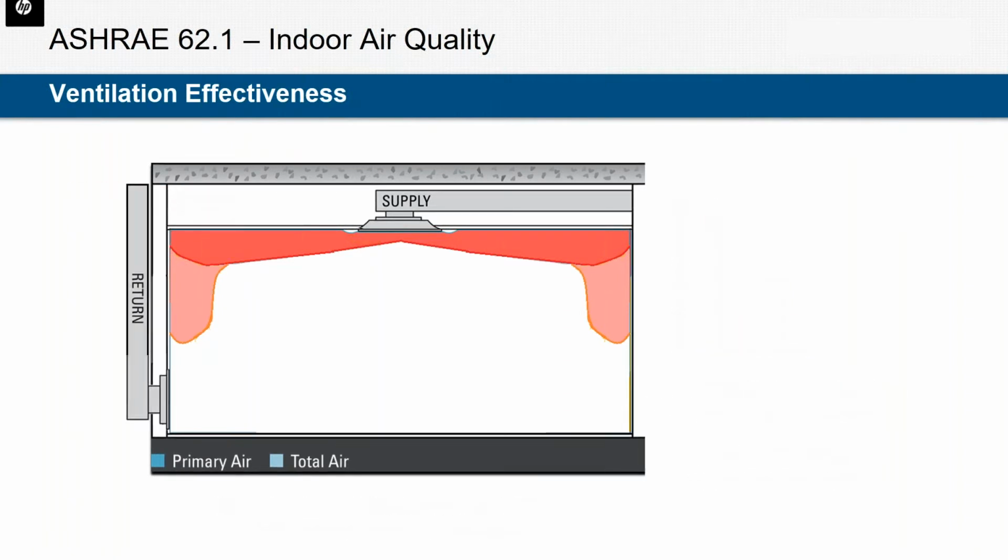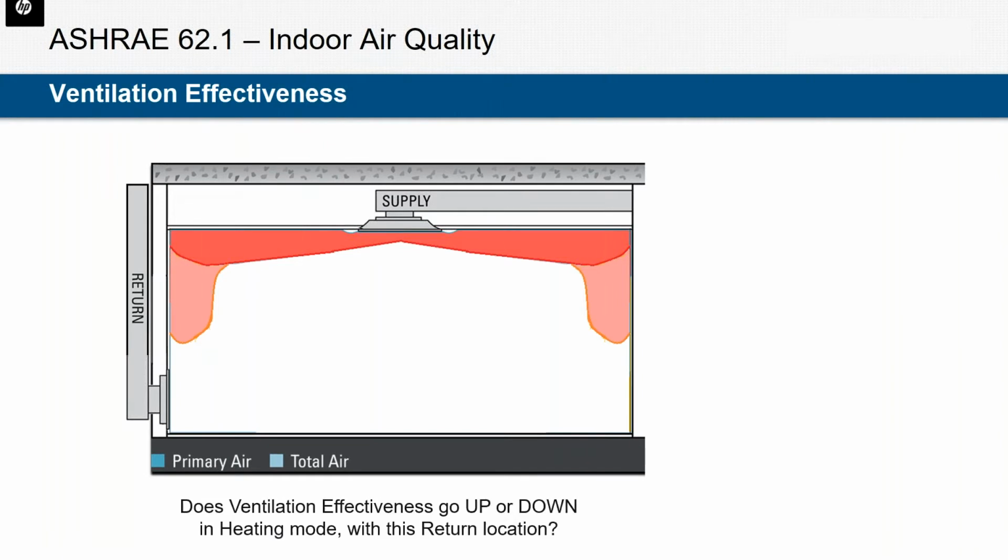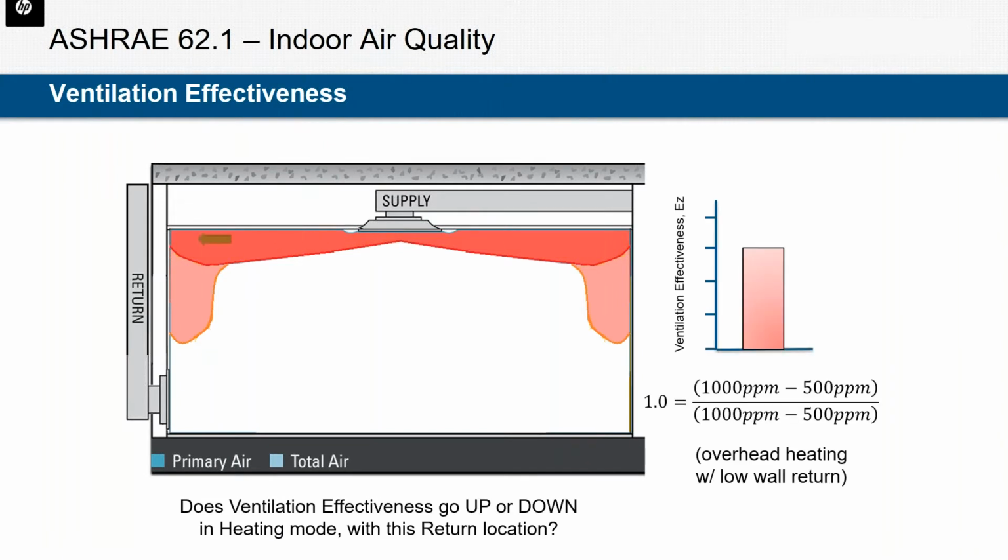Now, one way to fix that is if we have a low wall return, that brings the ventilation effectiveness back up to 1, because now that warm air, even though it might want to hug the ceiling, it still has to travel through the occupied zone before it can escape the room.